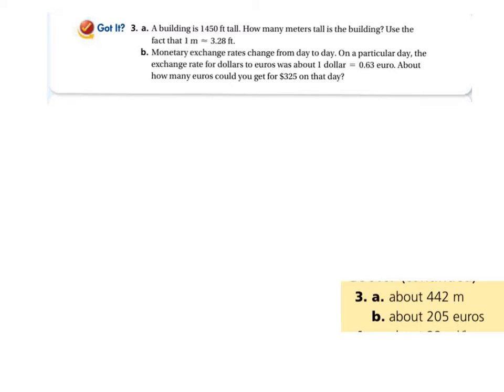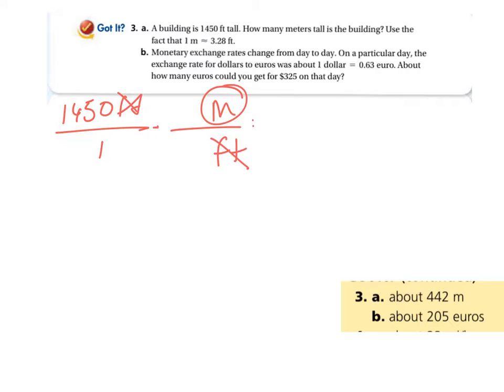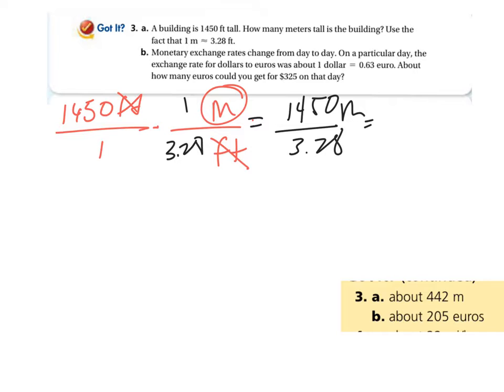We have a building this time, 1450 feet tall, and we want to convert that into meters. So again, feet has to go down, meters up, because feet cancel, leaving just meters. And again, we know there's about 3.28 feet in a meter. So what I'm really going to do is 1450 over 3.28, and you go ahead and divide that out. And you get 442.07, so about 442 meters.